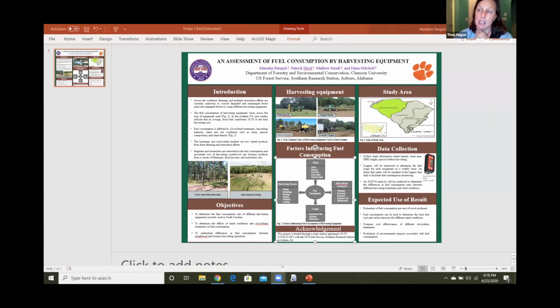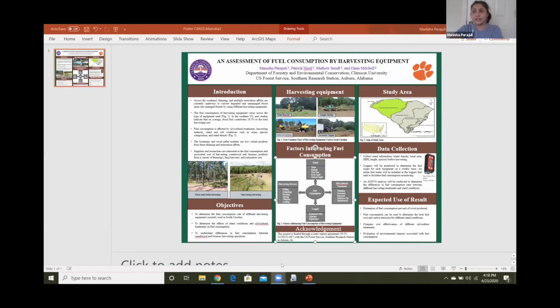Do some of the harvesting methods take longer per amount of wood than others, or are they all similar? Maybe methods that take longer have higher fuel consumption? Methods, harvesting methods, and time of harvesting?